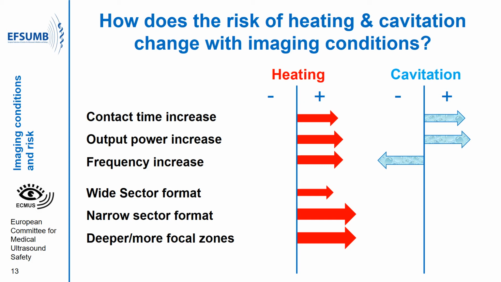So if we now consider the parameters which affect the heating and cavitation effects, heating increases with increasing contact time, output power and frequency, and narrowing of the scanning sector and deeper and more focal zones. Cavitation effects decrease with increasing frequency. That is, cavitation effects increase with lower frequencies, increasing power output, and increasing contact time. These are rules of thumb. In practice, each scanner may perform slightly differently, and so it is important to watch the on-screen indices.